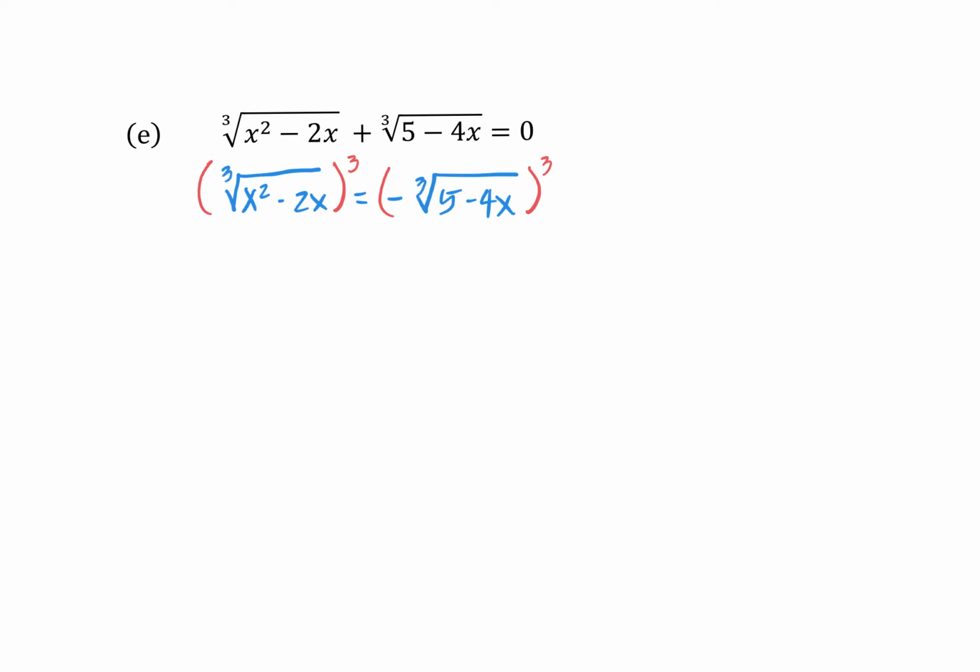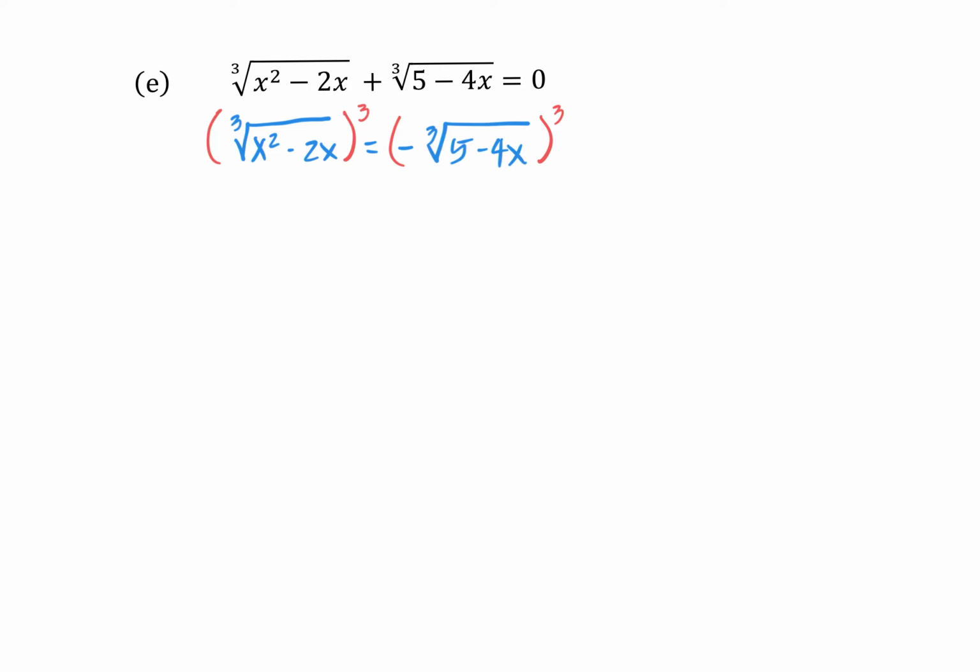And here we do have to be careful on the right-hand side. Left-hand side, cube root cancels, and I have x squared minus 2x. But that negative in front of the cube root is going to stay because this is to the third power. A negative 1 to the third power is still negative 1. So just be careful here that you have the negative and then in parentheses 5 minus the 4x, because you are going to have to distribute that negative.